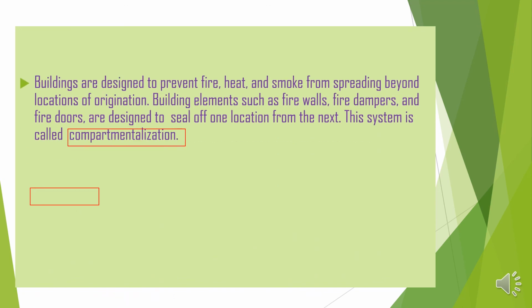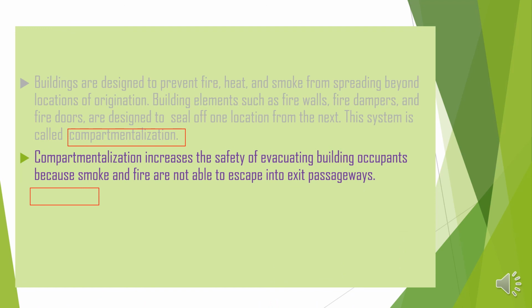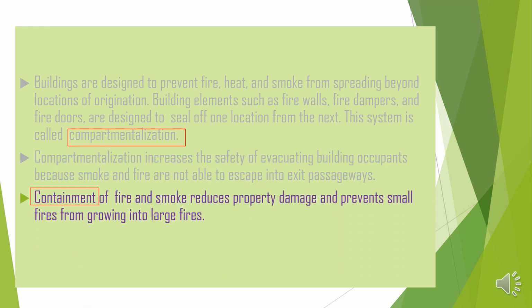Buildings are designed to prevent fire, heat and smoke from spreading beyond the location of origin. Building elements such as firewalls, fire dampers, and fire doors are designed to seal off one location from the next. As I told you before, we design our healthcare facility as zones, or compartmentalization, so we can fight fire in one compartment, not allowing it to come out to another compartment. Containment of the fire and the smoke reduces property damage and prevents a small fire from growing into a large fire.